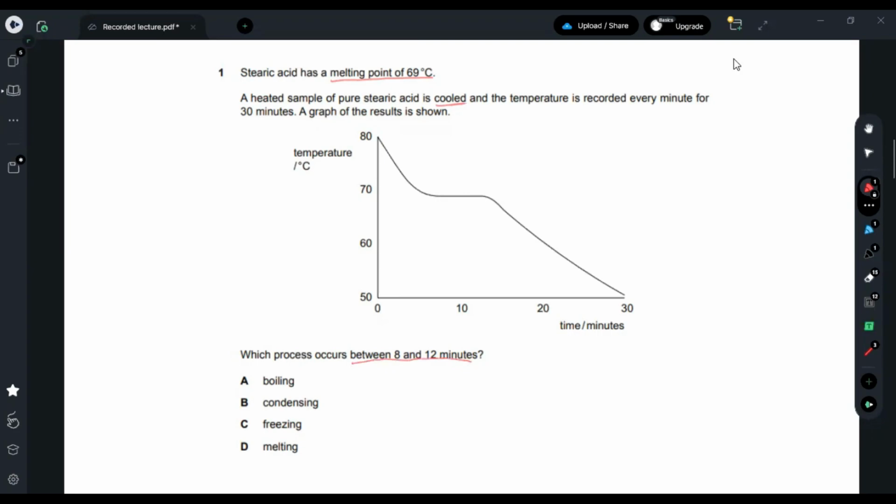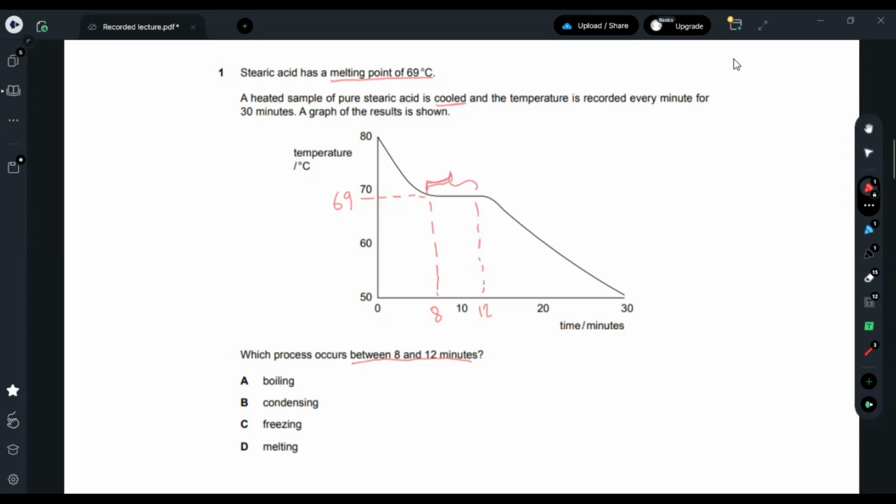Whenever there is a graphic question, I would suggest that you take a pencil and mark down the readings which are important. For instance, it's saying that the melting point is 69 and it is asking which process occurs between 8 and 12 minutes. So 8 would be somewhere here and 12 over here. You can mark them with a pencil. And now, it is asking about this part of the graph.